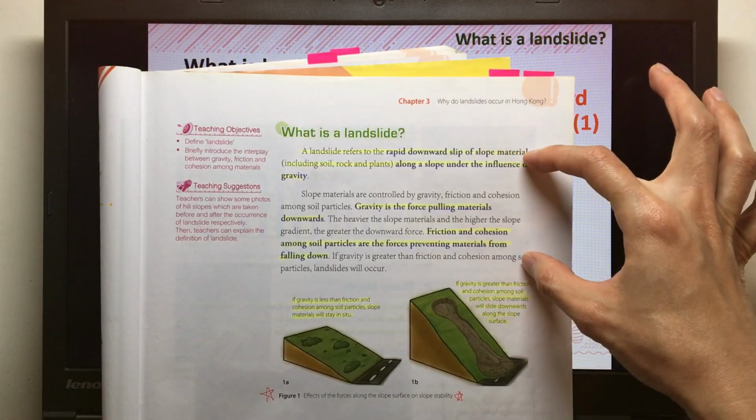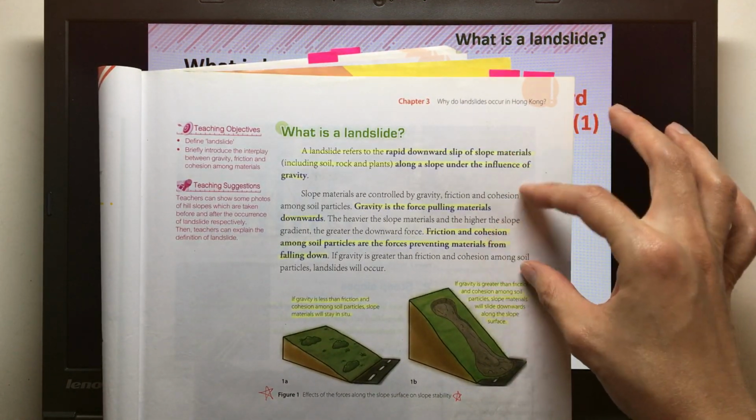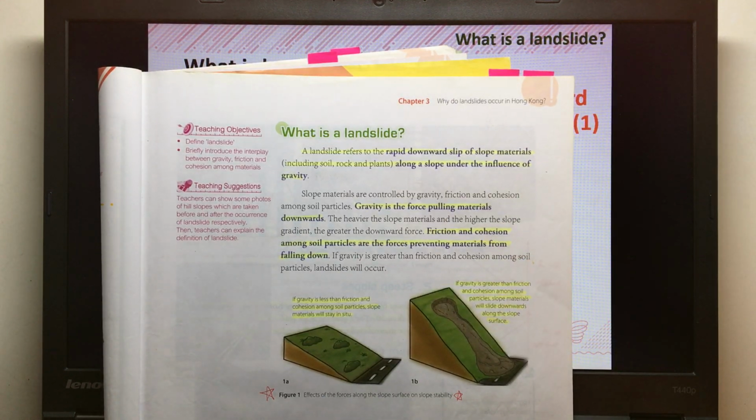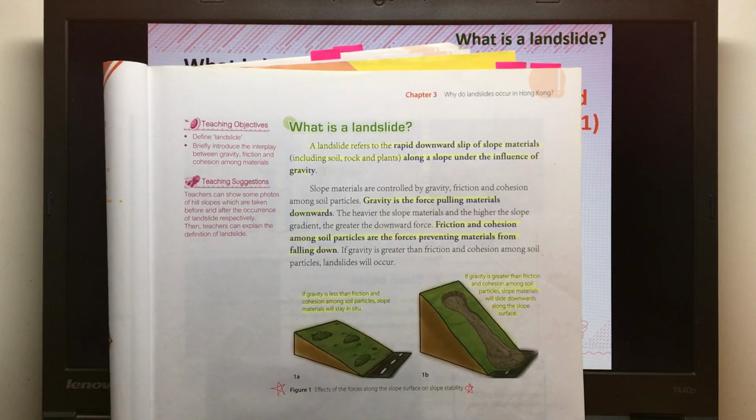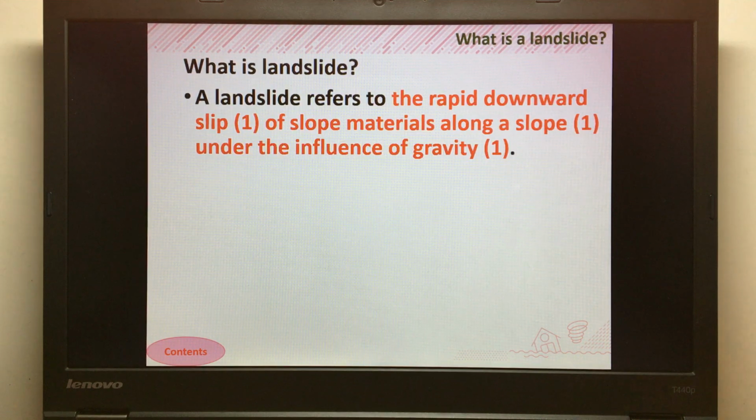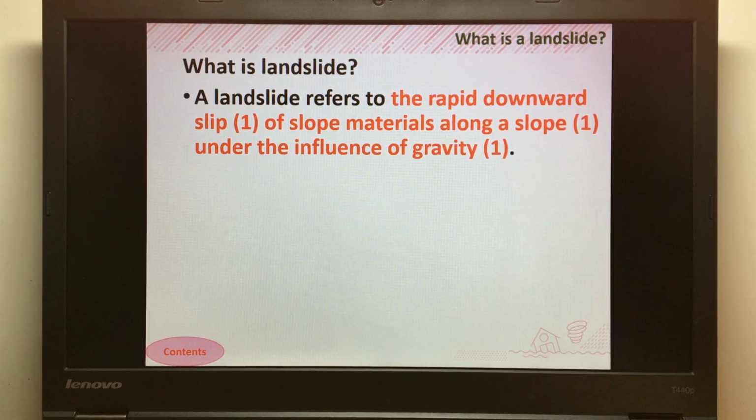There are two paragraphs describing what a landslide is. Please refer to the first paragraph first. Here we will look at the definition of landslide. A landslide refers to the rapid downward slip of slope material along the slope under the influence of gravity. There are three main points in the definition. If it is a 3-mark question in our examination, what is a landslide, then you need to give me the 3 components.